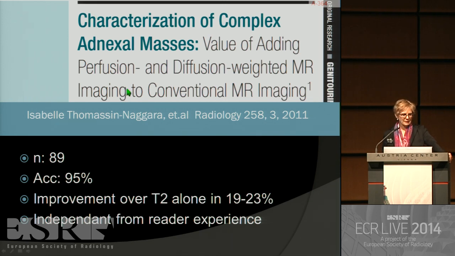And Isabelle Thomassin-Naggara showed that the added value of perfusion and diffusion-weighted imaging improves the diagnostic capability of MRI to further characterize lesions. And in complex adnexal lesions, she found that there was improvement over T2 alone by using these techniques in more than 23% of cases. The diagnostic accuracy was excellent, and what's also important, this was independent of the reader's experience.